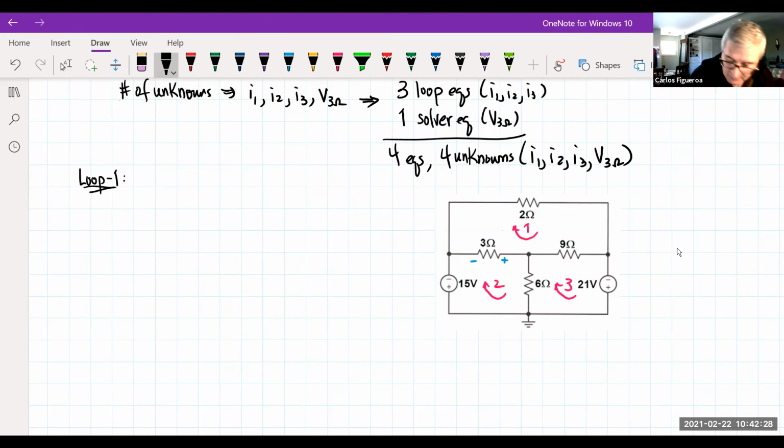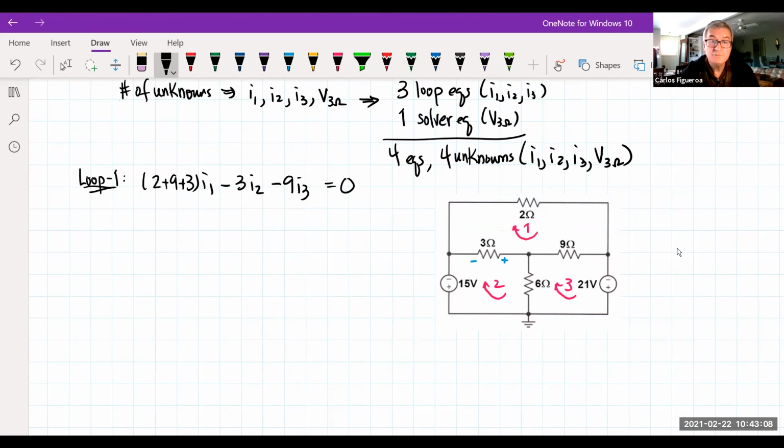So here's my loop 1. So look at my loop 1 now. How many resistors do I have connected to loop 1? I got 2, 9, and 3. So I go 2 plus 9 plus 3, I1. How many mutual resistors are there? Well, there's the 3 connected between 1 and 2. So I'm going to write 3 times I2. Look at the 9, it's connected with 3. So it's got to be minus 9 I3. Now, how many sources are connected to loop 1? 0. No sources.